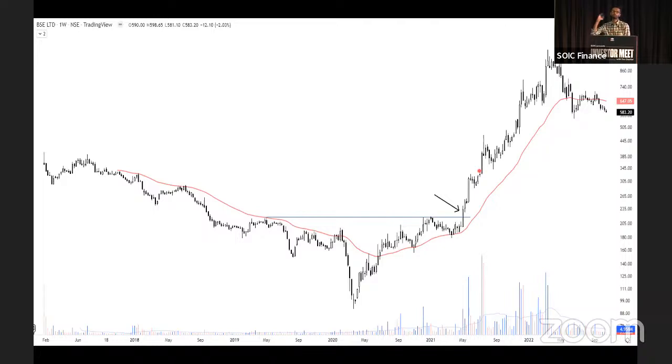I have also shared plenty of charts for false breakouts. You have to get out. TV18, Tata Communication, many examples. So in a false breakout, you have to exit the position.